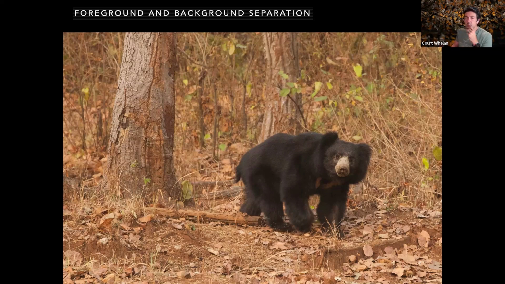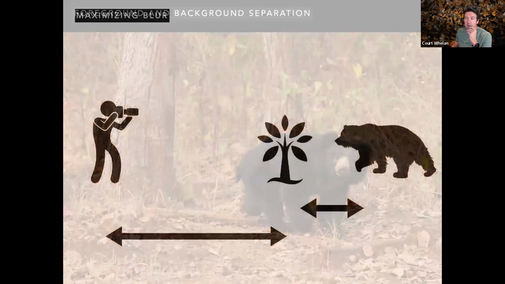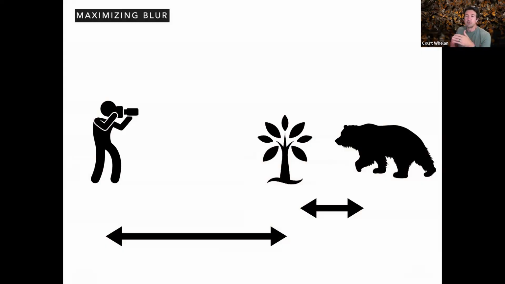And so there's a really important thing that involves the ratio of you to the foreground or background to the animal subject. So if we're thinking about that first tiger photo, and we really want to blur that foreground element.